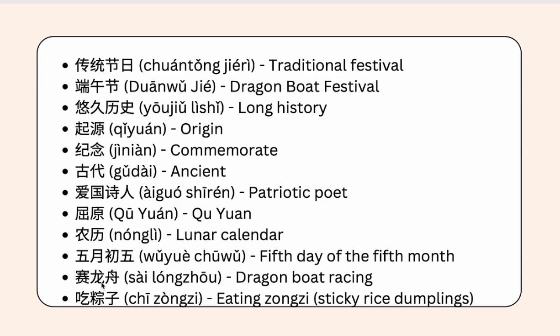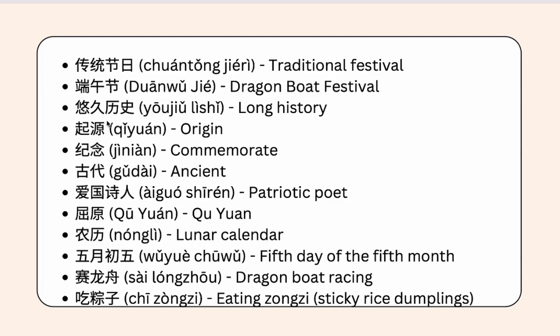And then 赛龙舟. 赛 is the same 赛 from 比赛. Remember we learned 比赛. 龙 is a dragon. 舟 is a canoe, so it's a boat. So 龙舟 is a dragon boat. 赛龙舟 is dragon boat racing. 吃粽子. 吃 is eat. 粽子, I don't know if you guys have seen it, feel free to search it. Basically 粽子 is sticky rice wrapped up in bamboo leaves.